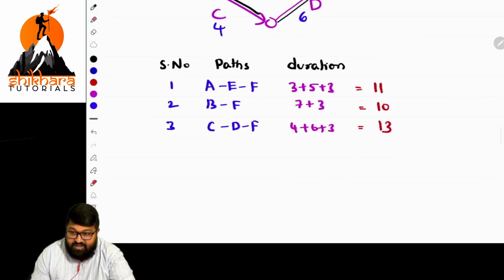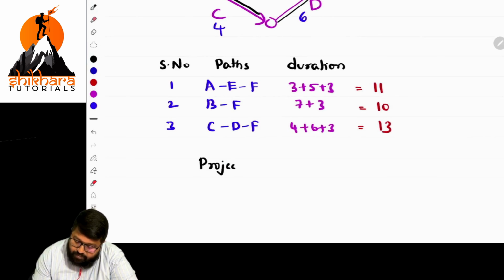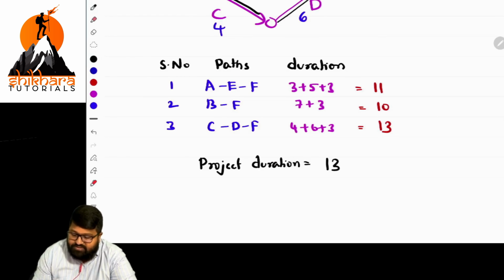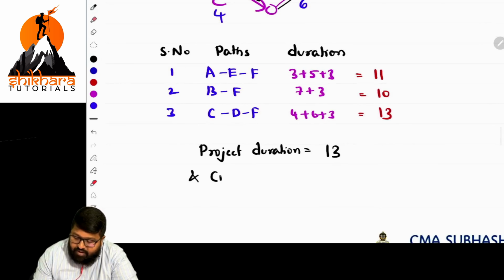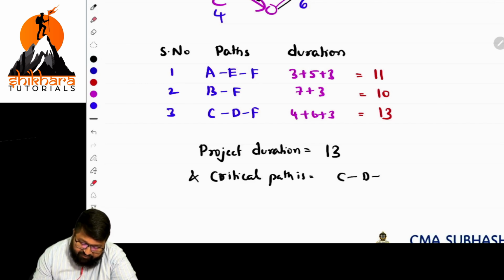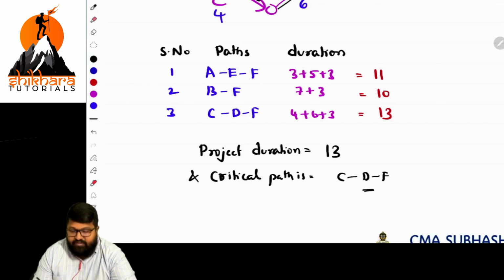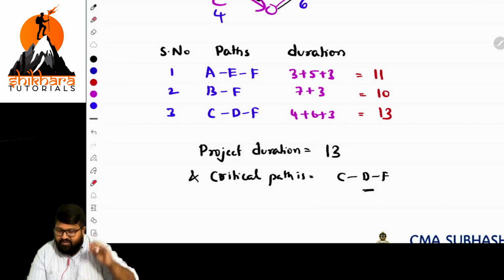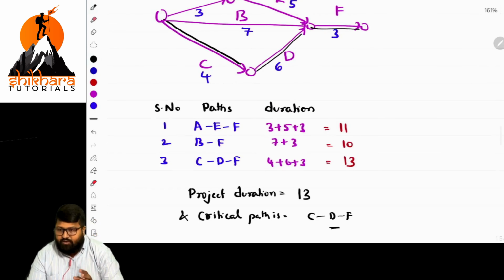Whatever summary is important. If you are not writing the summary, they'll cut the marks. So the summary is that project duration is equal to 13, the highest of all the paths. And they may ask for the critical path in the exam also. The critical path is CDF. If you write that, then you will get full marks. So this is the way of constructing the critical path.